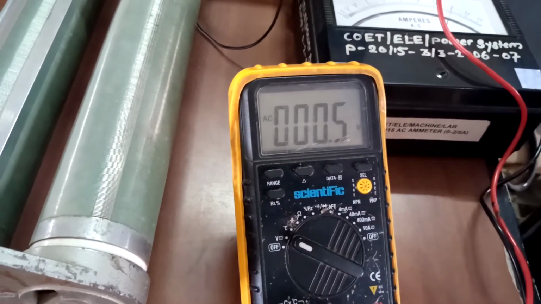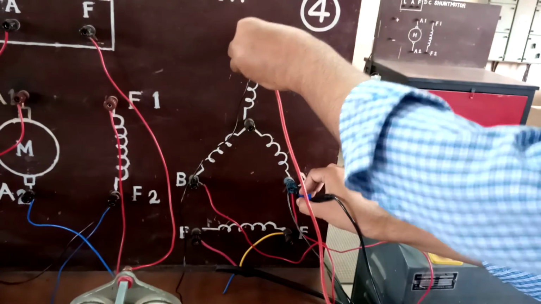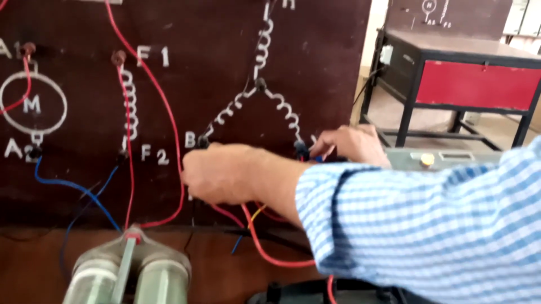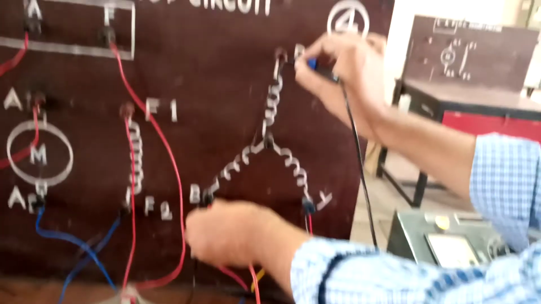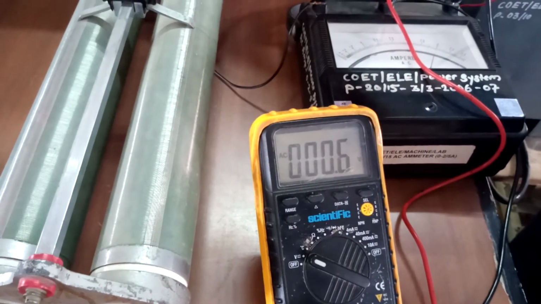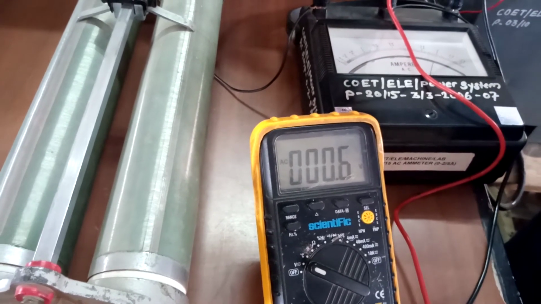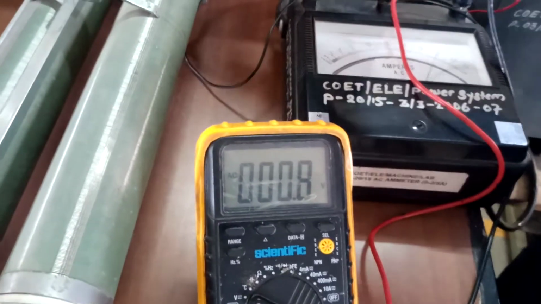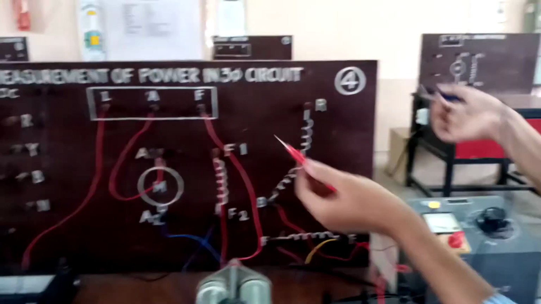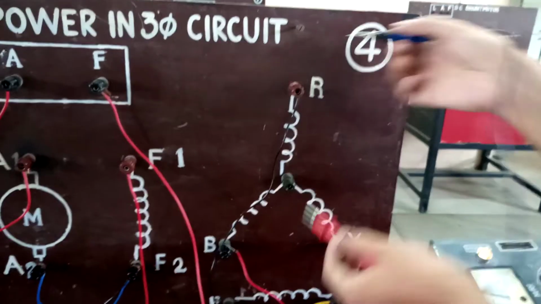As you can see, all the three phases are short circuited, so there is no voltage between R to Y. Similarly, there will not be any voltage between B and Y, and there will not be any voltage between B and R. Okay, you can see the voltage is approximately 0. Slightly 0.6 volt something it is given, but ideally the voltage between any two phases is 0 because all the three phases are short circuited, and when you measure the voltage between the two phases, you will get the 0 reading.